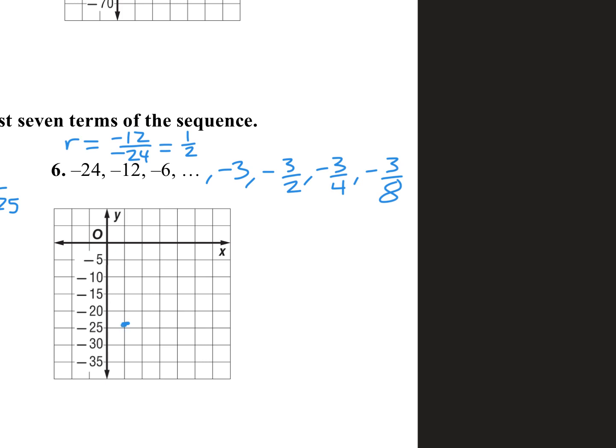All right, first point is 1, comma 24, 2, comma -12, 3, comma -6, 4, -3. Right, our R value was 1/2, and notice that the distance from the x-axis is being cut in half.